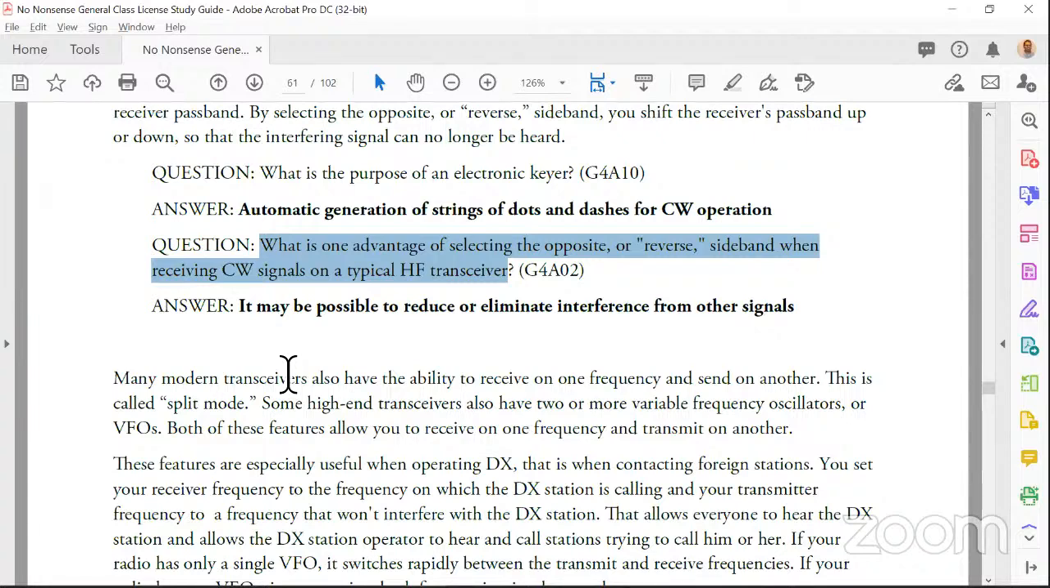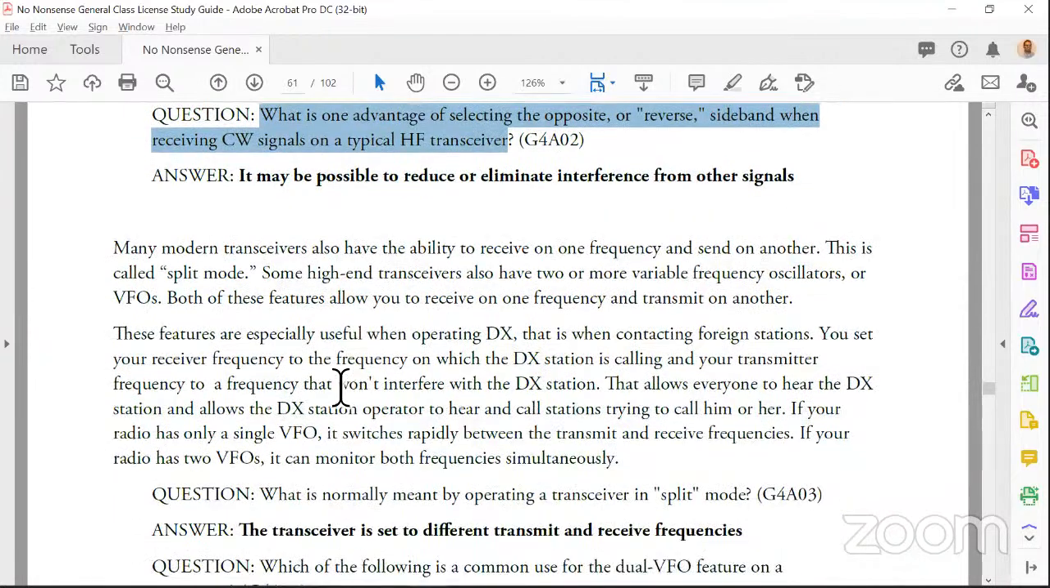However, we can do that reverse sideband feature where we go from upper sideband to lower sideband on the receive. It may be possible to reduce or eliminate interference from other signals because we're just shifting. Remember we showed the graph with the carrier, the upper sideband and the lower sideband, slightly to the left and slightly to the right of the signal. So if the interference is to the right on the upper sideband, you could probably select lower sideband and therefore avoid that bit of interference, or heterodyning, or that noise or tone that you might hear on one part of the sideband. You can just switch it. So yes, it is CW that we're talking about.